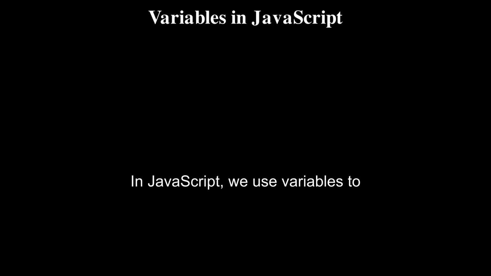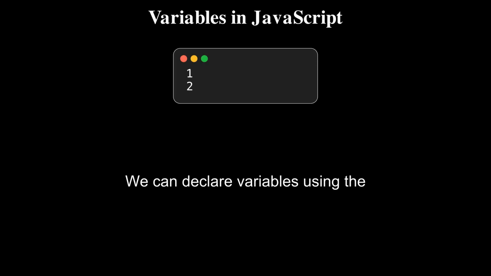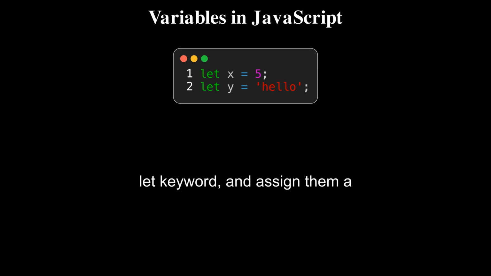In JavaScript, we use variables to store and manipulate data. Let's explore how to declare and use variables. We can declare variables using the let keyword and assign them a value. For example, we can declare a variable x and assign it the value 5, and declare a variable y and assign it the string hello.